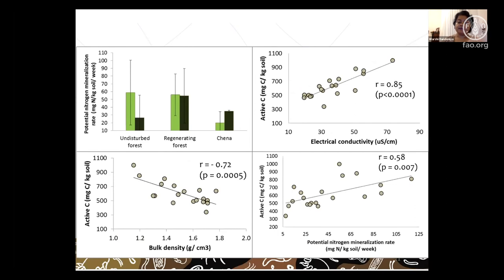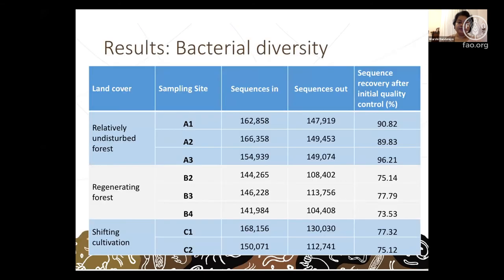And the active carbon, which is a major soil carbon fraction, influenced by and interacting with the soil microbial community, has shown significant correlations with electrical conductivity, bulk density, and potential nitrogen mineralization rate. So let's move into the bacterial diversity information.